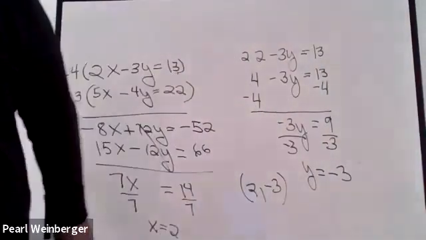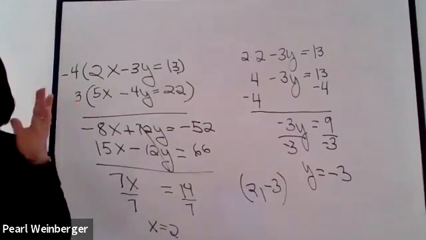4 minus 3y equals 13. We have to get the variable by itself, so it's minus 4 on both sides. It'll be -3y equals 9, and then divide by -3. So y equals -3. Correct. And now you're finished. So the answer is 2 and -3. Perfect. Thank you. I see where I messed up.